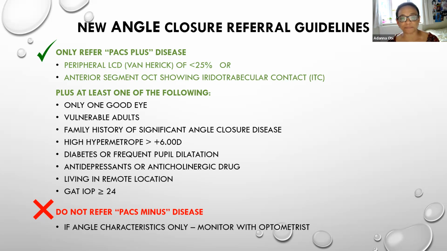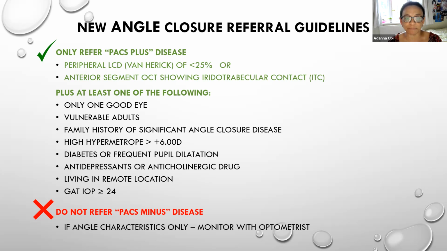So PAC plus disease is where you have your typical narrow Van Herrick, so your peripheral limbal chamber depth of less than 25%, okay? So you're either looking for that, or if you're in one of those big screening clinics, which we're hoping to set up, for example, in Artesian, in King's Health Partners in the near future, you might be doing an anterior segment OCT, which will show iridotrabecular contact above the level of the scleral spur. So that's something to think about as well, okay?